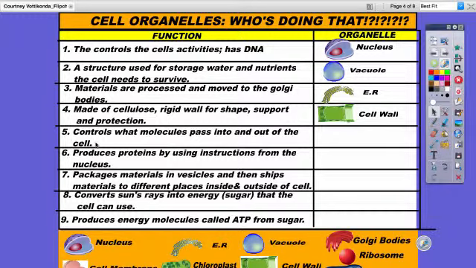Let's go on to number 5. Controls what molecules pass into and out of the cell. The answer is the cell membrane. Remember, the cell membrane is selectively permeable. That means that only certain things can come in and out of the cell. Let's move on to number 6. Produces proteins by using instructions from the nucleus. That answer is ribosome.